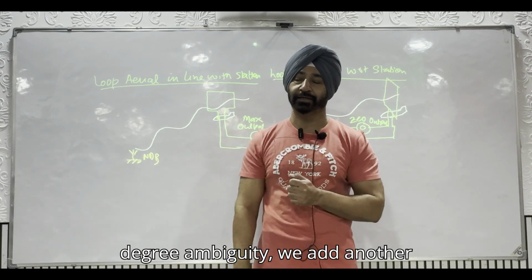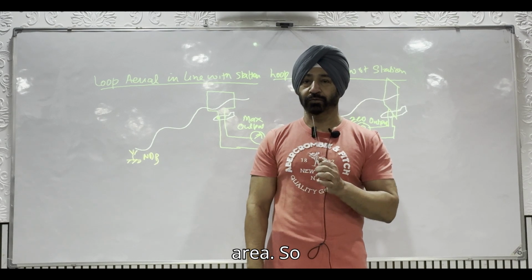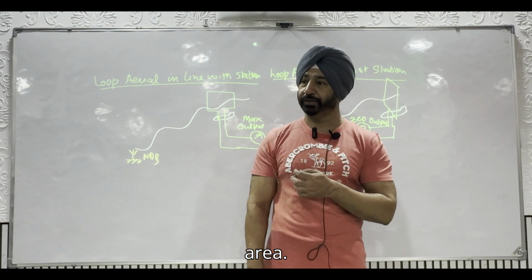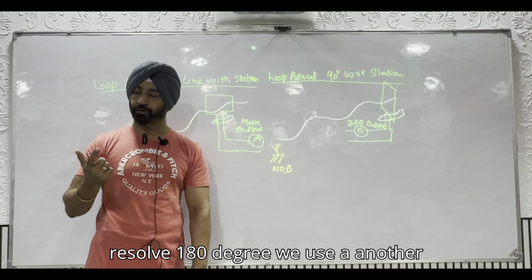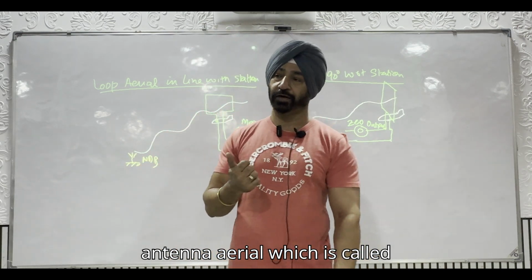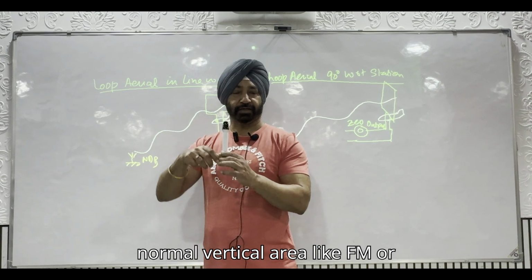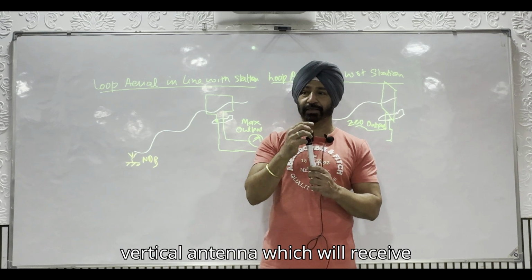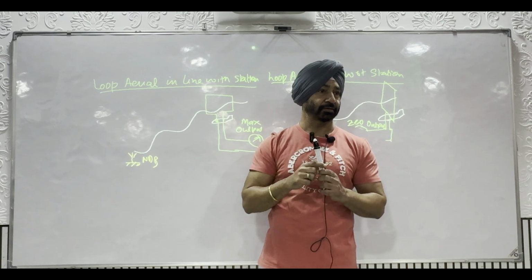Now to resolve this 180 degree ambiguity, we add another aerial. So examination question: which aerial suffers from 180 degree ambiguity? It is your loop aerial. Clear on this? To resolve the 180 degree ambiguity, we use another antenna, which is called a sense aerial. Now the sense aerial is a normal vertical aerial like the FM or radio antennas which you see. It is a vertical antenna which will receive signal from all directions.